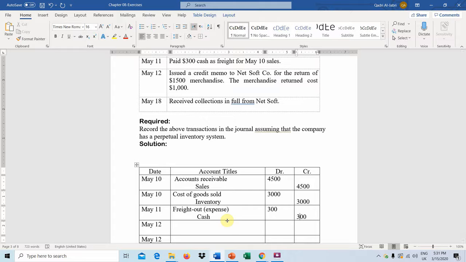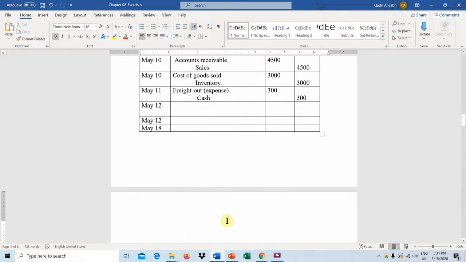Next one, May 12, issued a credit memo to NetSoft Company for the return of 1,500 merchandise. The merchandise returned cost 1,000. So now the customer returned some of the merchandise that he bought before. So now we will have two journal entries again. For sales returns, we will have two journal entries.